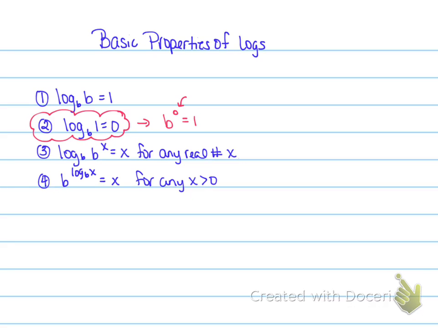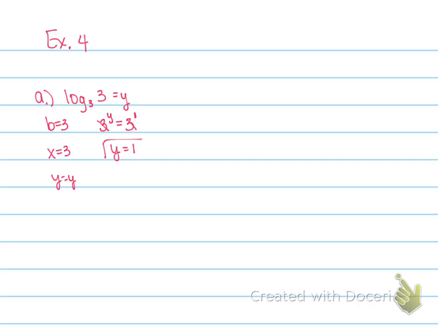Alright, now that we got that, we're ready to move on to example 4. The directions are just to evaluate. On A, they gave us log base 3 of 3. Just like what we did before, we're in log form. I'm going to set it equal to y. My base is 3, my x is 3, and my y is y. When I set up exponential form, b to the y equals x. Remember, if it doesn't have an exponent written, it's a 1. By the one-to-one property, my bases are the same, so I can move them out, and this has to be equal to 1.